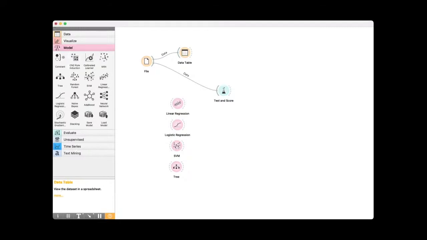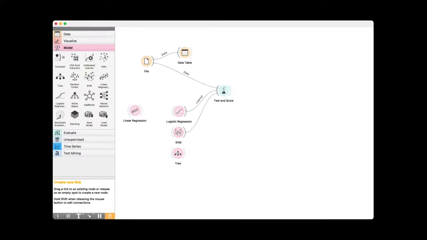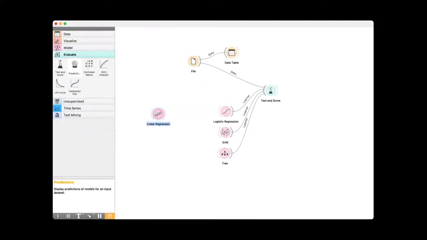So basically, you cannot use linear regression. Linear regression only deals with numeric targets, right? However, logistic regression, SVM, and tree can be used for classification problems. So we connect these 3 algorithms to the analyze process. And at the right hand side for evaluation, you select confusion matrix right here. So we connect it to here. The evaluation result will be passed to the confusion matrix.